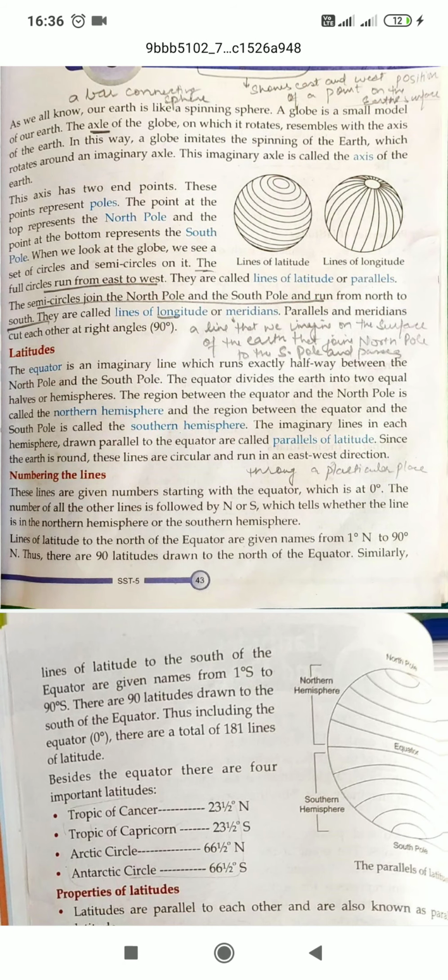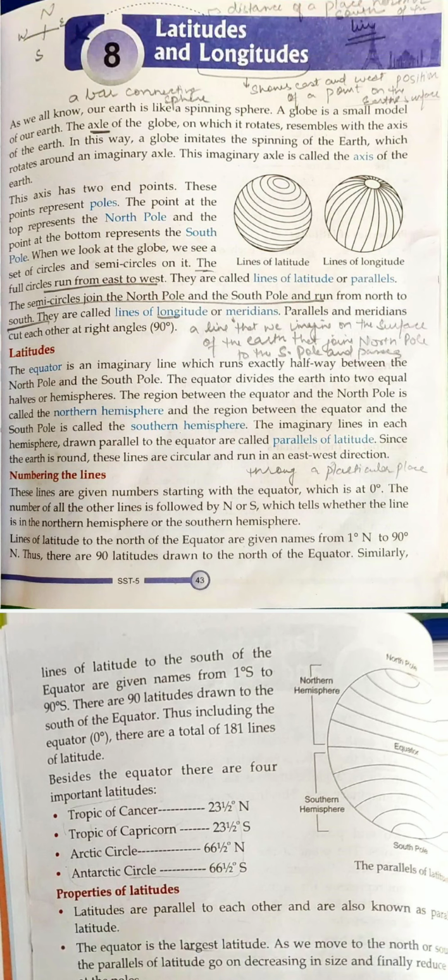For numbering these lines, the equator stands at 0 degrees. Lines of latitude to the north of the equator are given names from 1 degree north to 90 degrees north. Similarly, lines of latitude to the south of the equator are given names from 1 degree S to 90 degrees S. So, there are 181 lines of latitude including the equator at 0 degrees. Dear children, please note the equator is the most important latitude and is also called the Great Circle.